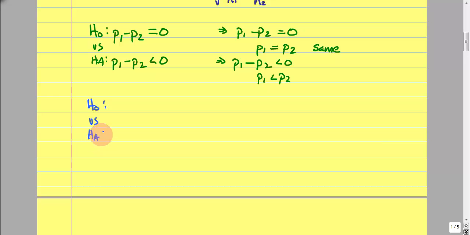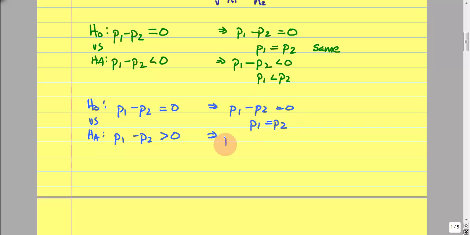Now our null hypothesis is always the same. It's always the equality case. Here, let's look at P1 minus P2 is greater than 0. As usual, the first one means that P1 and P2 are the same. If I take P1 minus P2 greater than 0 and add the P2 across, I get P1 greater than P2. So basically, this is saying the population proportion for population 1 is greater than that for population 2. For instance, we could say the number of accidents in the city is greater proportion-wise than the accidents in the country or something like that.